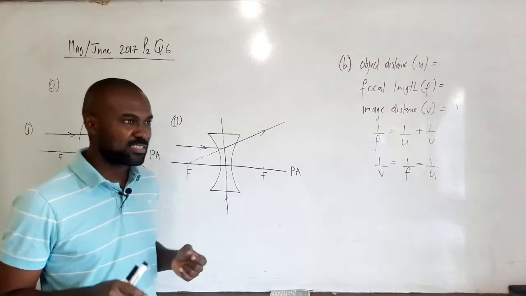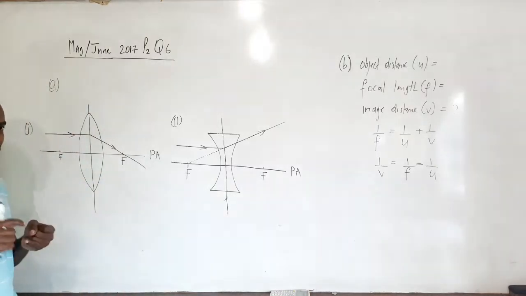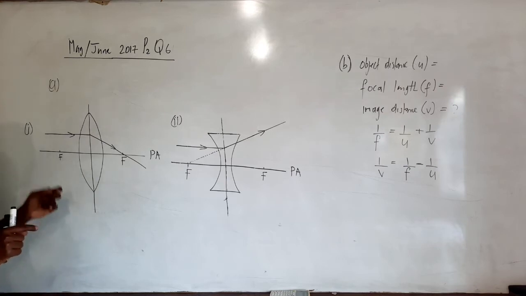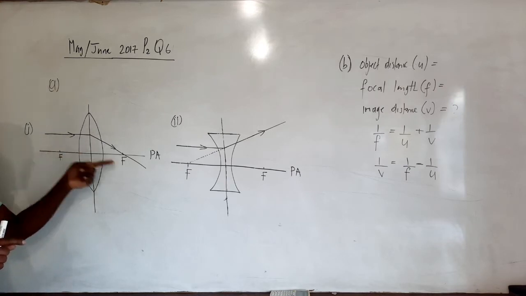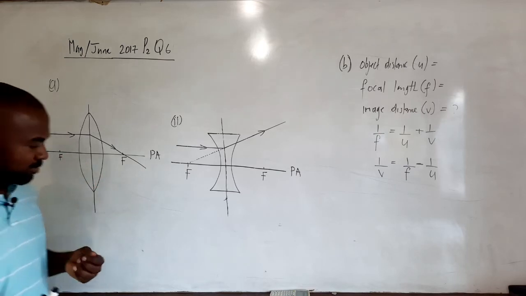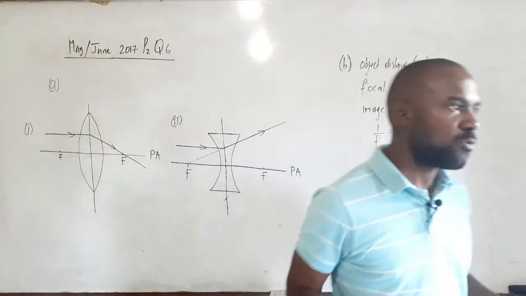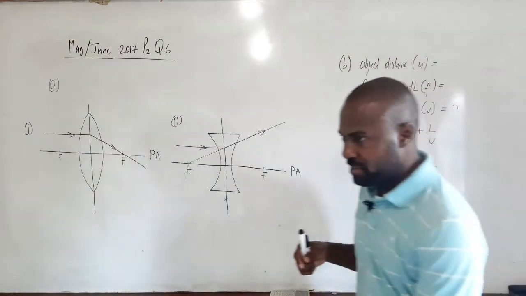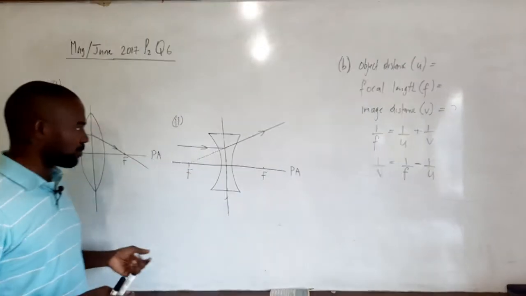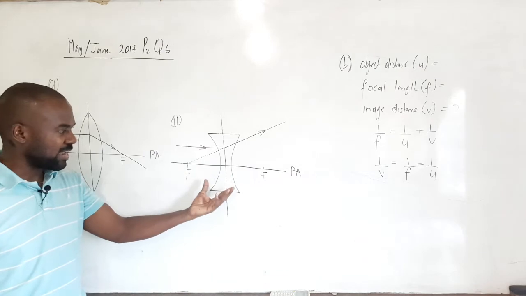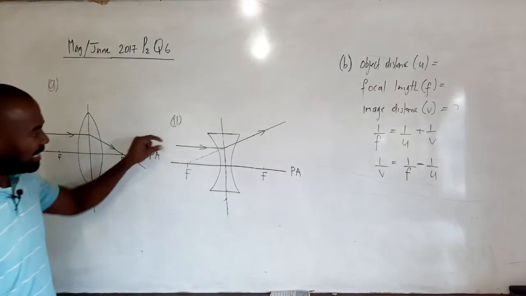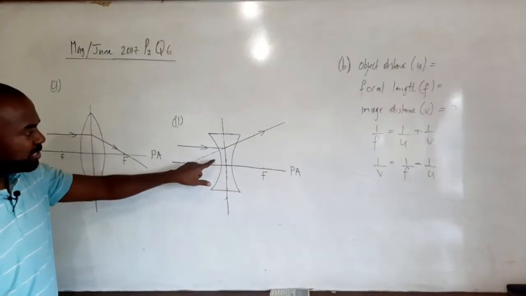I'll repeat it for emphasis. The principal focus of a converging lens is a point on the principal axis through which a ray of light incident parallel to the principal axis passes after being refracted by the lens. Now, we also want to talk about the principal focus of a diverging lens. As in the previous question we did from 2019, I've left the diagram. Here we have a diverging lens, and we have an incident ray parallel to the principal axis.